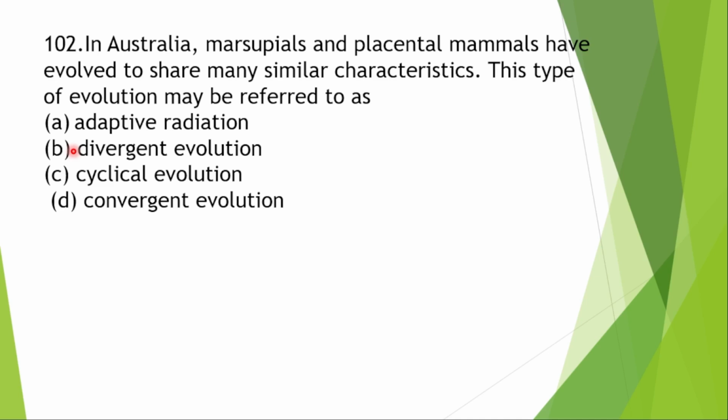Next question, that is 102. In Australia, marsupials and placental mammals have evolved to share many similar characteristics. This type of evolution may be referred to as adaptive radiation, divergent evolution, cyclical evolution, convergent evolution. So this is convergent evolution.